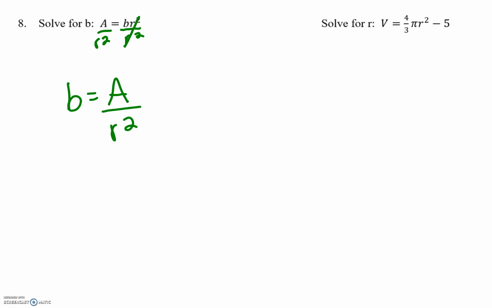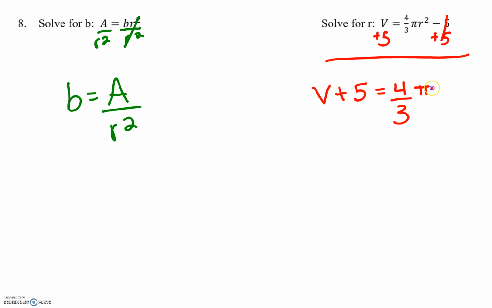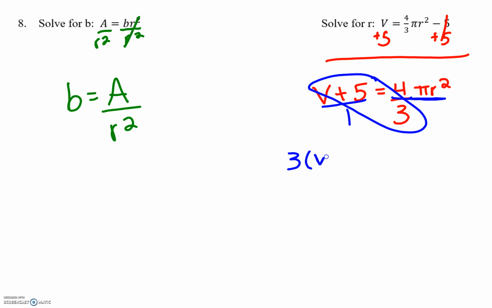For the second one, we're going to start by adding 5 to the other side. So we have v plus 5 equals 4/3 pi r squared. Remember, you guys like the proportional way better, so I'm just going to extend this to make a proportion and throw that over 1. Now I could cross multiply. So we have 3 times v plus 5 equals 4 pi r squared.